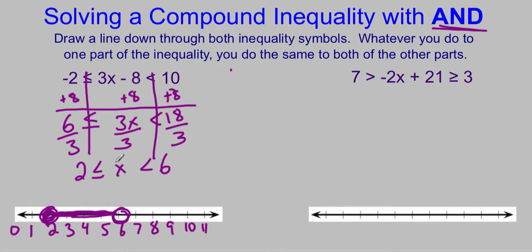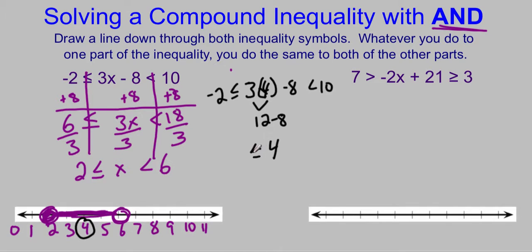So we can do a quick check. Let's take a 4. So we've got 3 times 4 minus 8. 3 times 4 is 12. Minus 8 is 4. Is it true that negative 2 is less than or equal to 4, and is 4 less than 10? That's true. It meets both of those requirements. It's greater than or equal to negative 2 and less than 10.